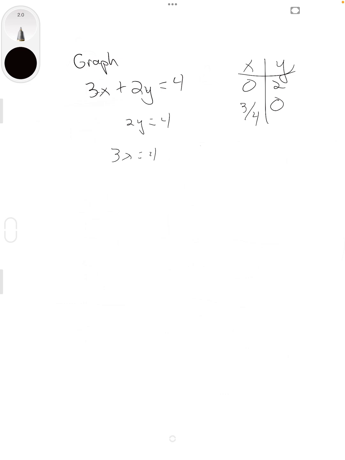So there's a couple of tricks you can do for this. You can pick a letter that will work and get rid of the fraction. Generally, think of it this way. If I just rewrite this as 3x equals 4 minus 2y, and I divide both sides by 3, then it becomes x equals 4/3 minus 2y over 3.